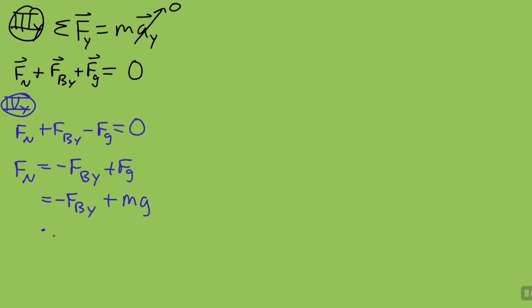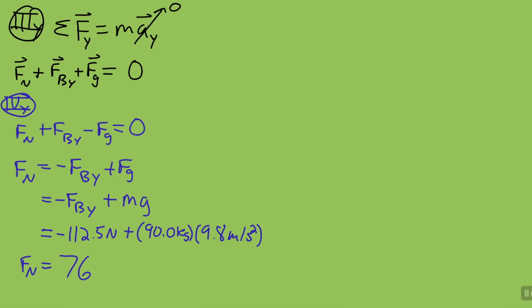So now I've got to go to my numbers. So F sub by, well, technically minus F sub by, is going to give me minus 112.5 newtons plus my mass, which is 90 kilograms, times gravity, which is 9.8 meters per second squared. So if I do that all in my calculator, and I'm very careful about the signs because I do have that annoying minus sign there, if I plug all of that stuff in, I'm going to end up with 769.5 newtons.